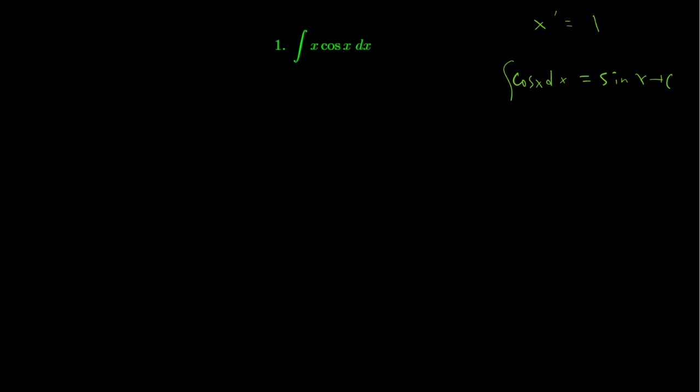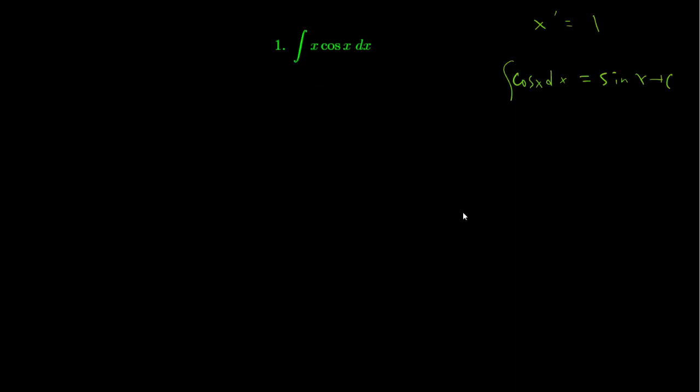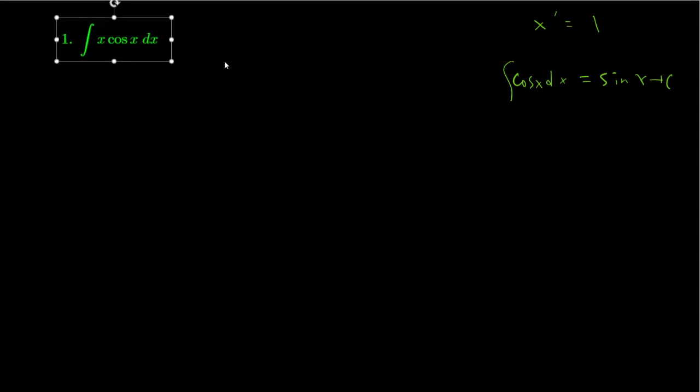In this case, we can use the by parts formula. At least you can think about using the by parts formula to integrate the function. The key is how to choose u and dv. I will show you how to choose u and dv. The formula is here. I'll just move the integral to here.